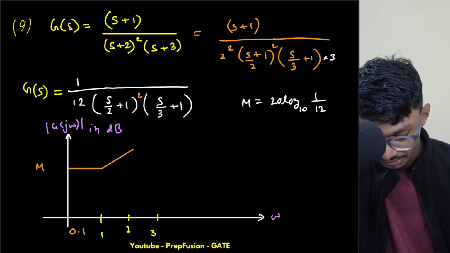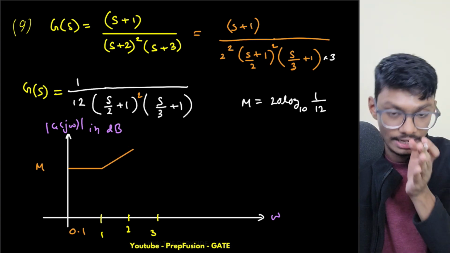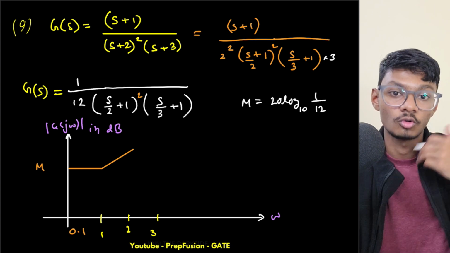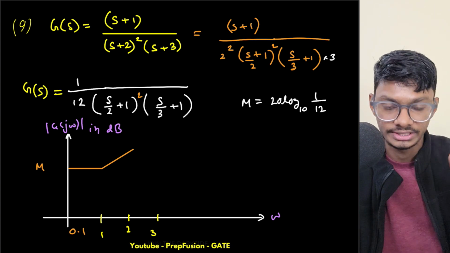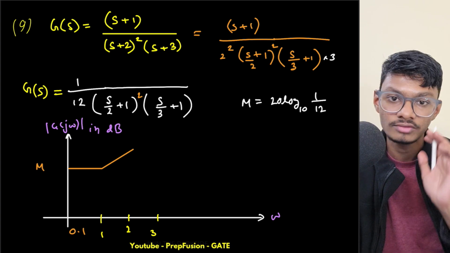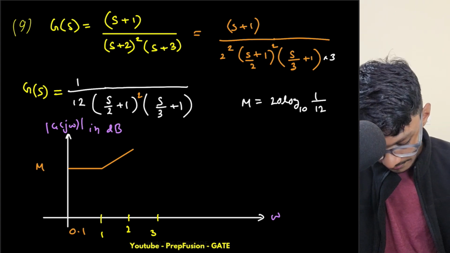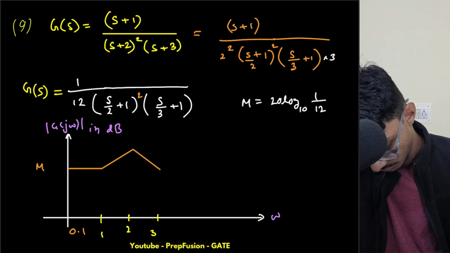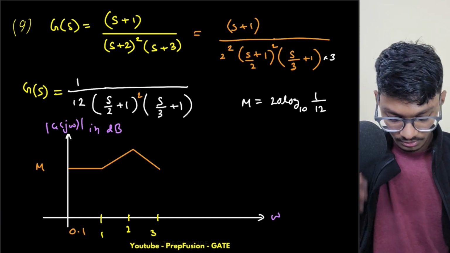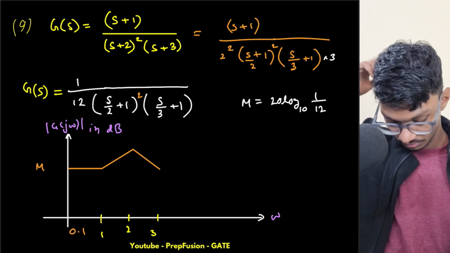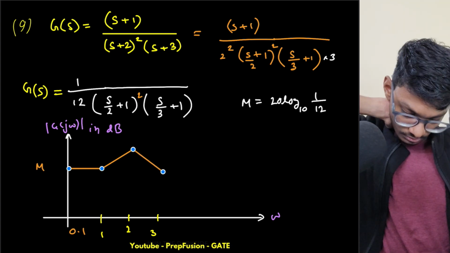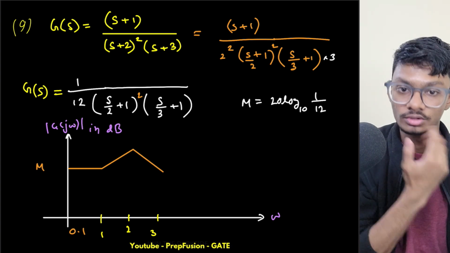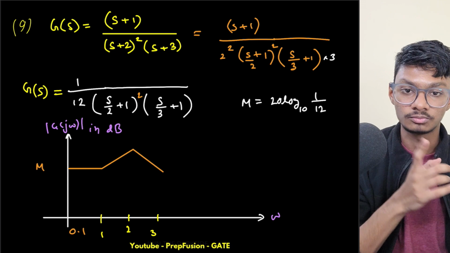Now what is happening here, the slope becomes like I have an addition of minus 40 dB per decade slope. Also I had initially plus 20 dB per decade slope. So overall how much slope do I have? I have plus 20 minus 40, which is minus 20 dB per decade slope. So this is minus 20 dB per decade slope. Now what is happening? Now at 3, again an additional pole is getting added, so an additional minus 20 dB per decade slope will get added.